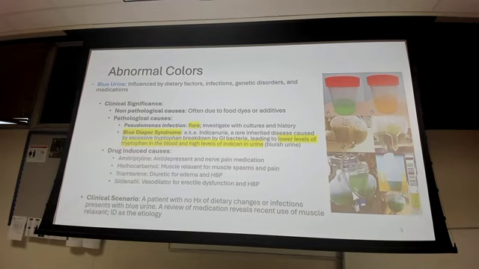Abnormal colors. Although abnormal colors is not really something you'll necessarily see on a UA, but for the sake of the test, the one that's highlighted you'll see again, and what is that? Okay, and what levels are we looking for, or what's causing that blue color? Tryptophan, correct.